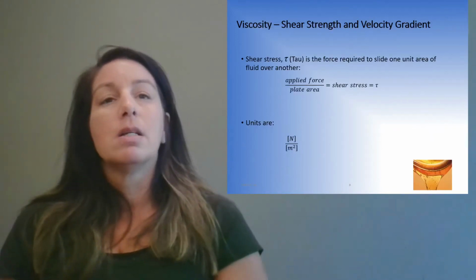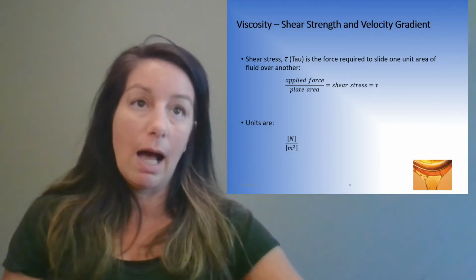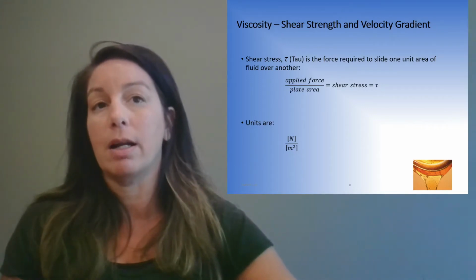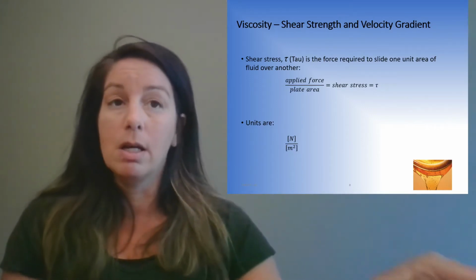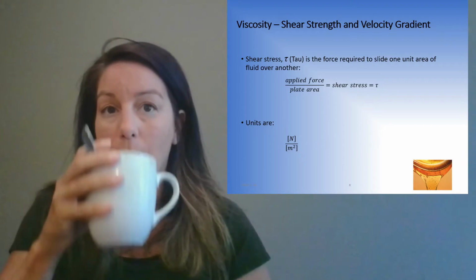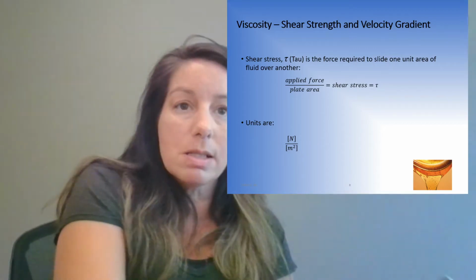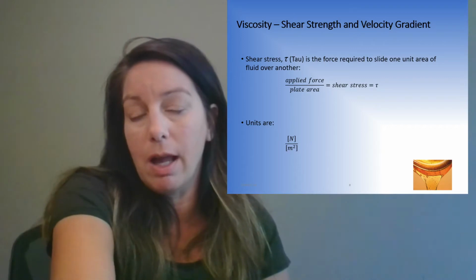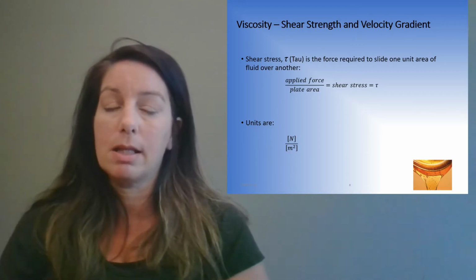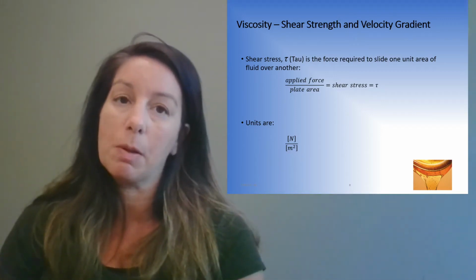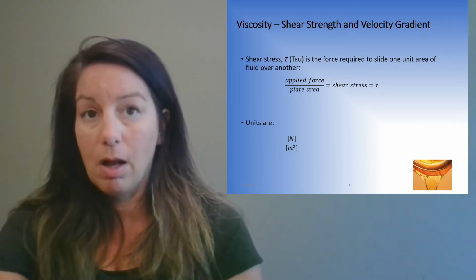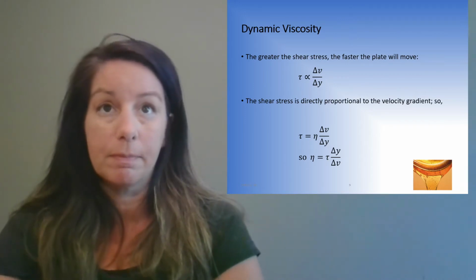So shear stress, we dealt with this before. Tau is the force required to slide one unit area of fluid over another, so in fluids, okay? So it's the applied force over the plate area is equal to the shear stress, this tau. So again, the units are force over area, so force over square lengths. In this case, for SI units, it's newtons per meter squared. Similar to all your other mechanics of materials courses that you've taken.